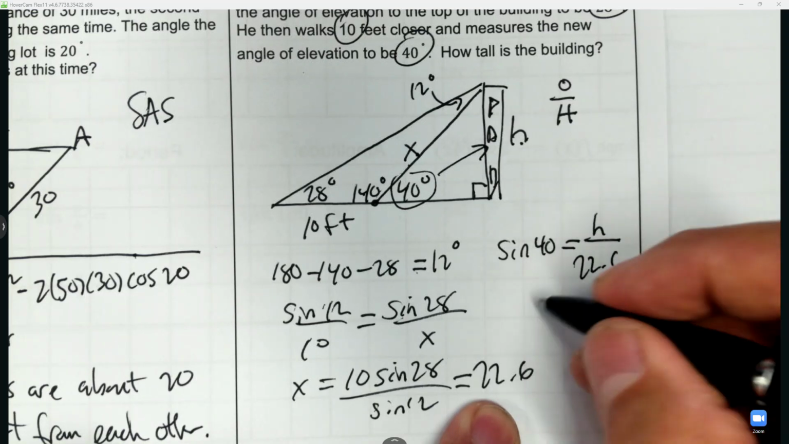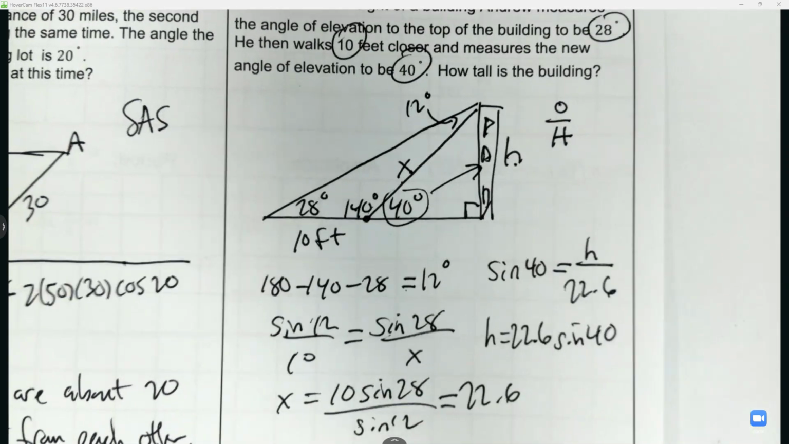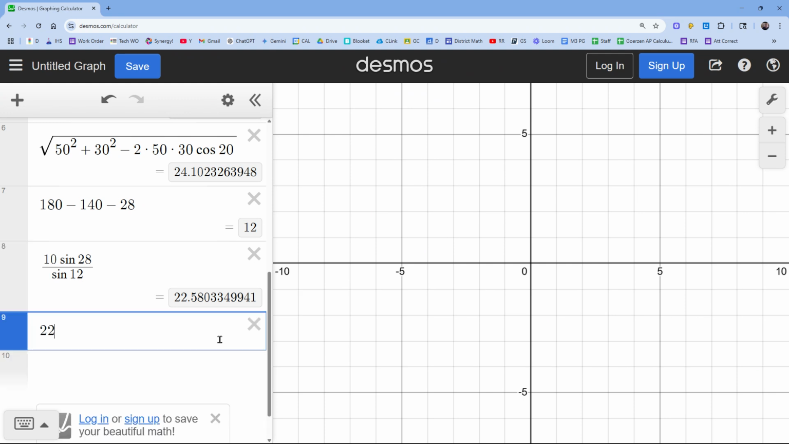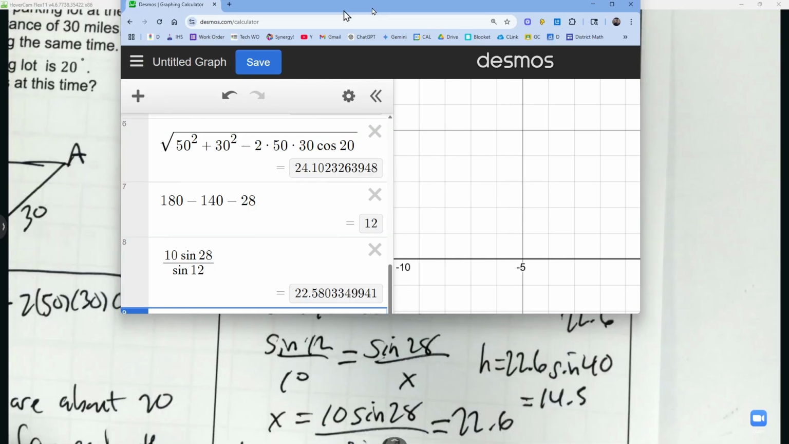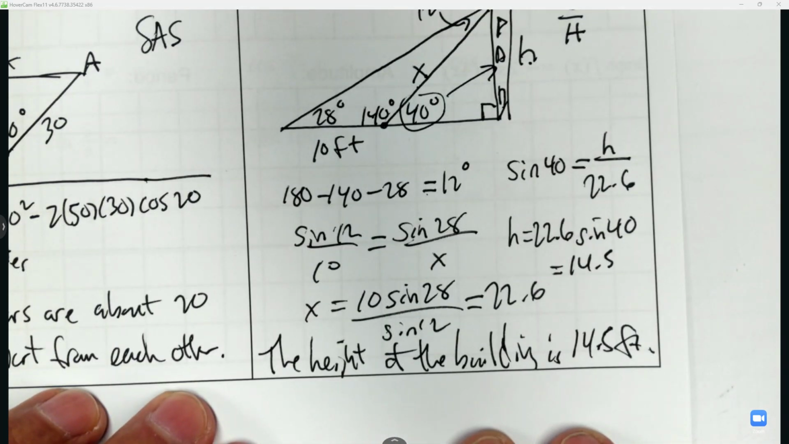Then to get h by itself, we multiply. So it's 22.6 sine 40, and then type that into Desmos. And I get 14.5. So the height of the building is 14.5 feet. Let me show you. All right, turn the page.